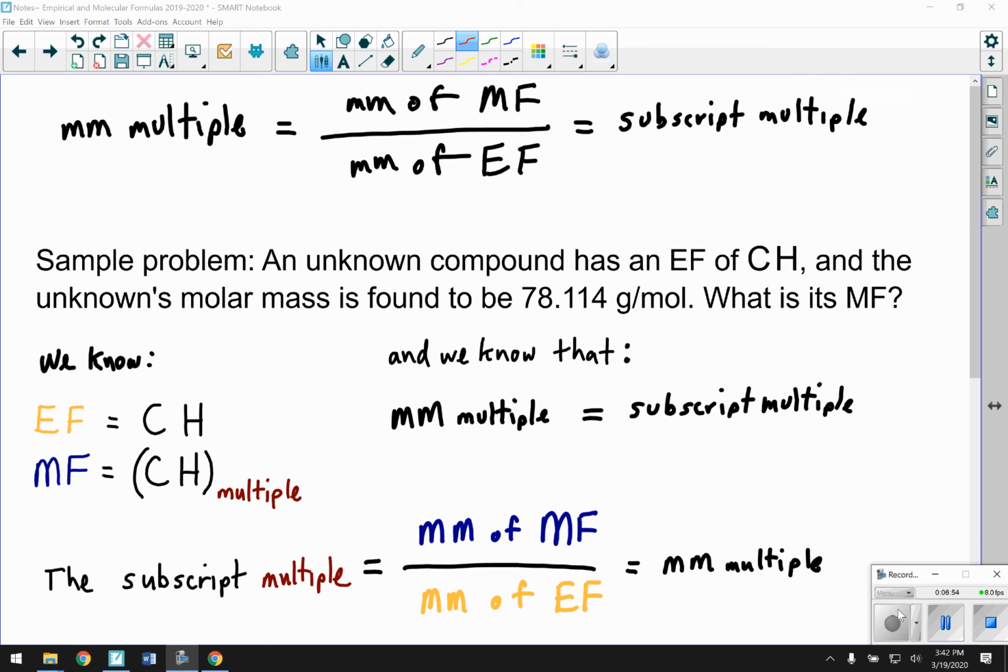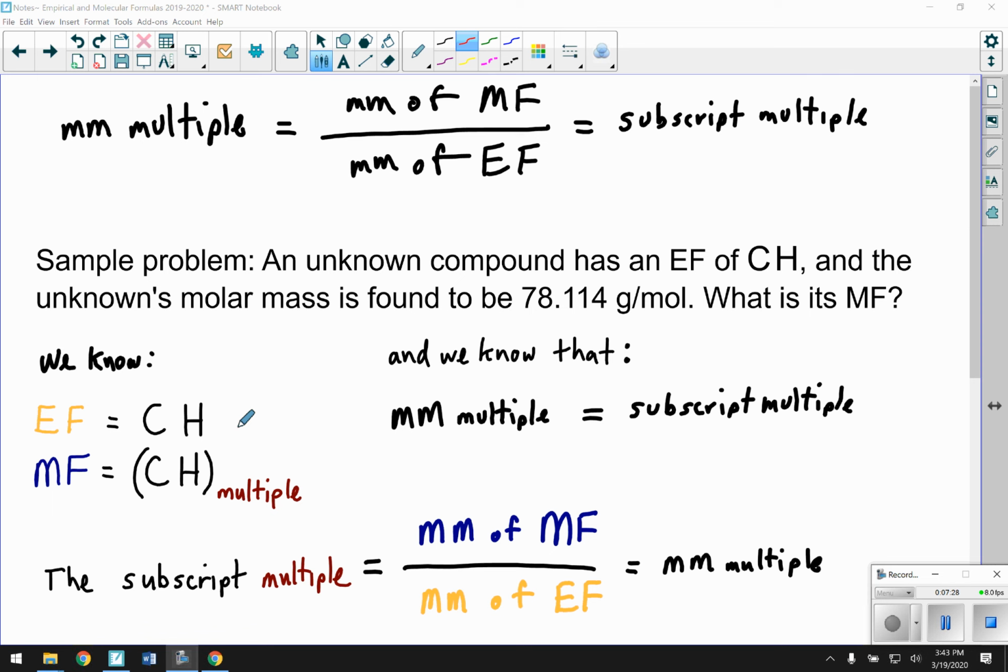Okay, so again, I rewrote that the molar mass multiple is the molar mass of the molecular formula divided by the molar mass of the empirical formula that goes with that molecular formula. And if we divide those two, that becomes the subscript multiple that I would multiply the subscripts in the original empirical formula by to get the molecular formula. So, sample problem.